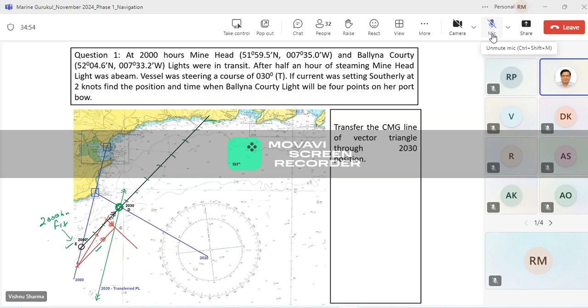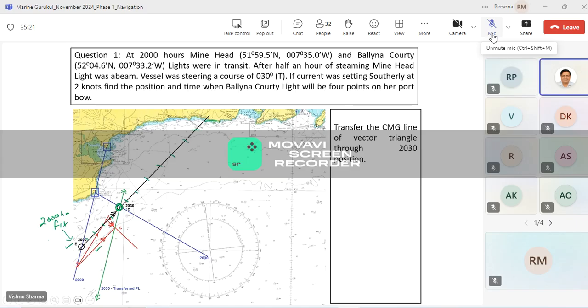Why? Because now the CMG has been drawn through a fix. AC was also a CMG in the same direction, but unfortunately that was not drawn through any fix. So that is what it is. Now, once you get this, what about any questions up to getting the position at 2000 hours? If the question says find the position at 2000 hours or 2030, you will transfer the latitude and longitude of E and D onto your answer sheet.